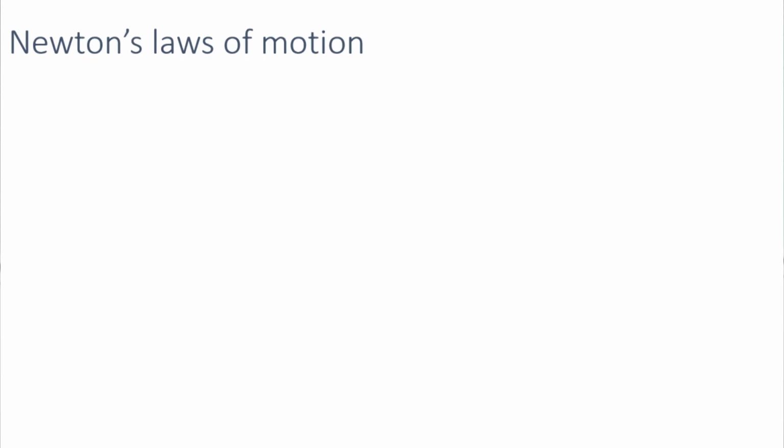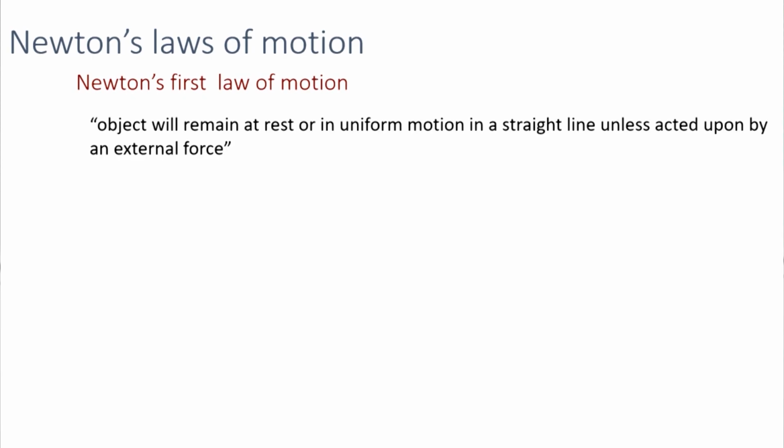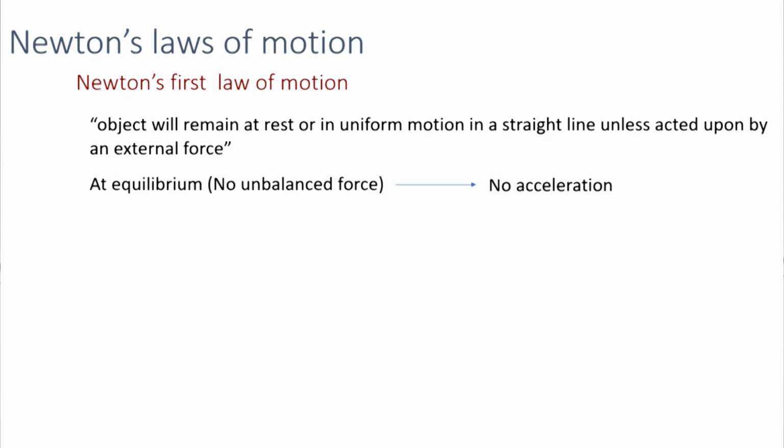So now let's review Newton's laws of motion. The first law says that an object will remain at rest or in uniform motion in a straight line unless acted upon by an external force. What does this mean? If a body is at equilibrium, that means there's no unbalanced force acting on that body. In that condition, there won't be any acceleration. So this is equivalent to a static analysis problem.